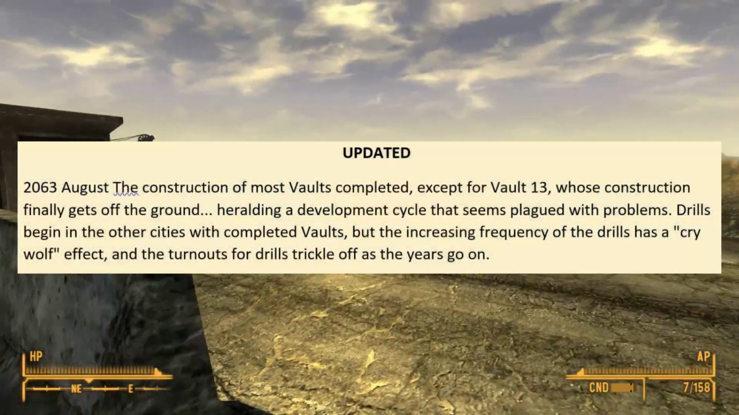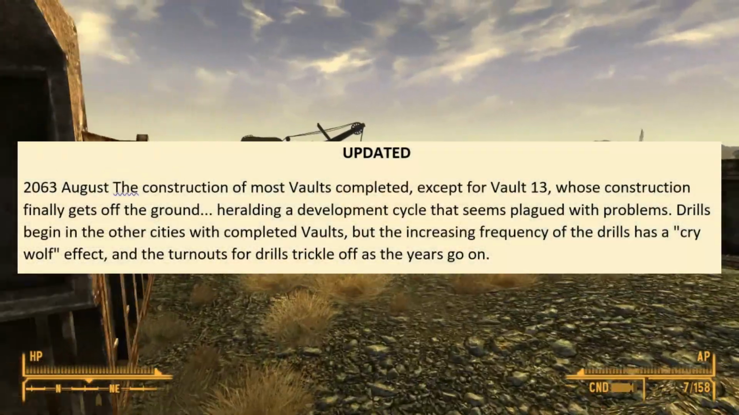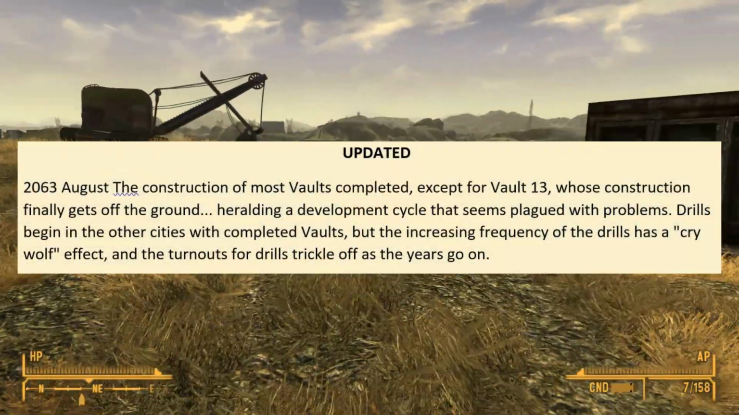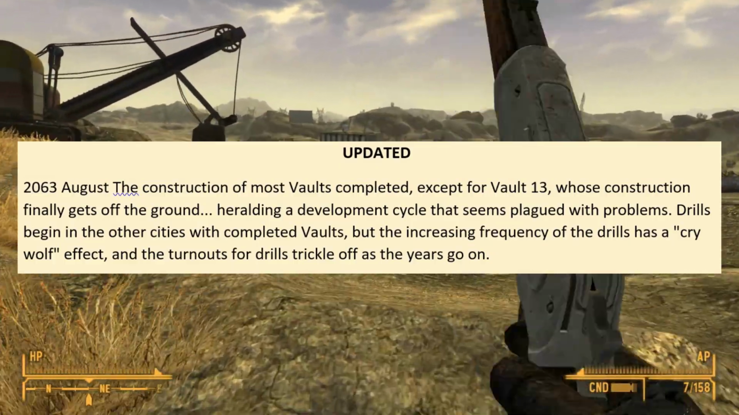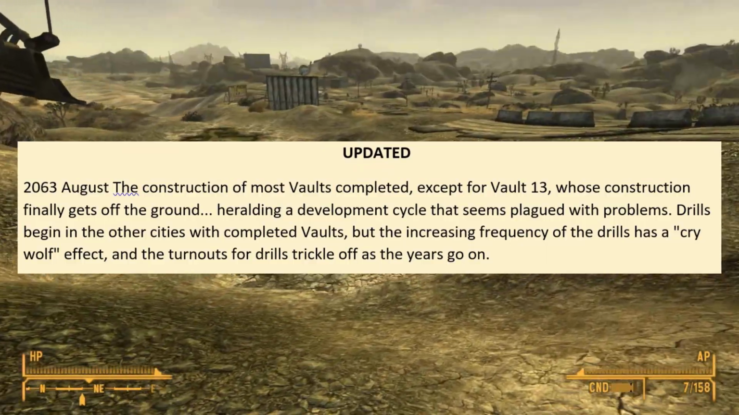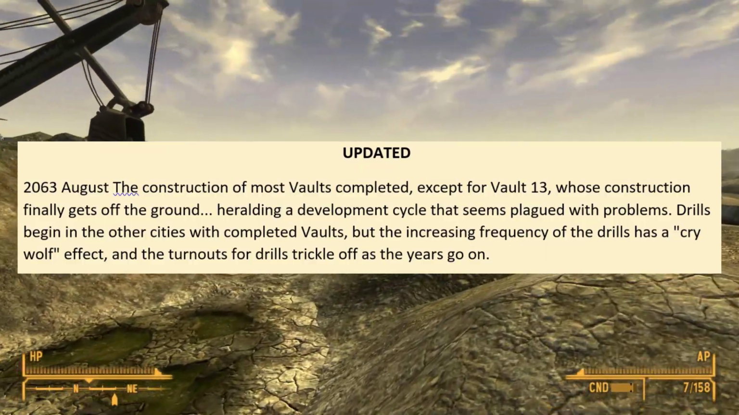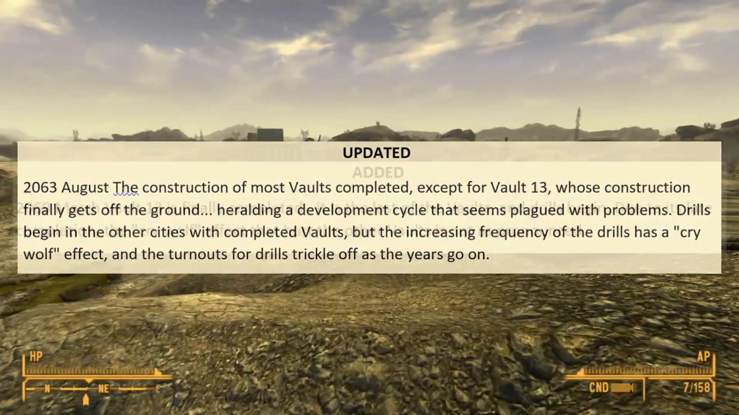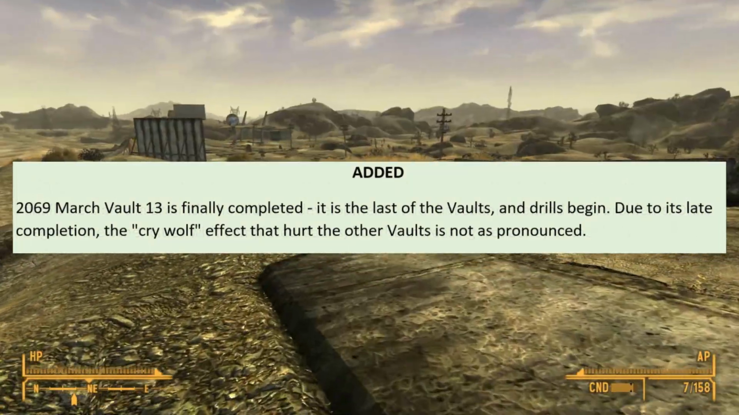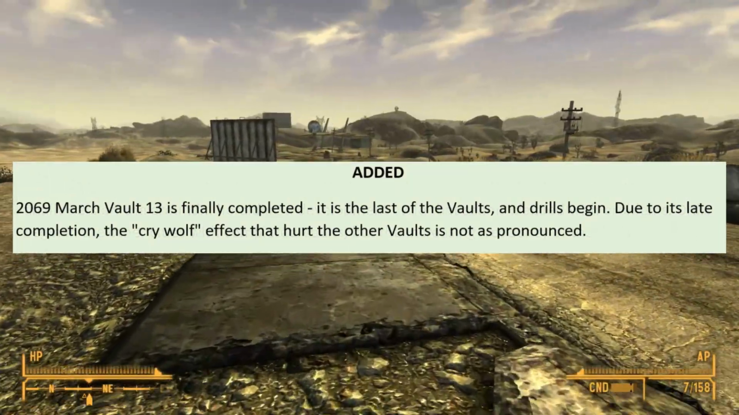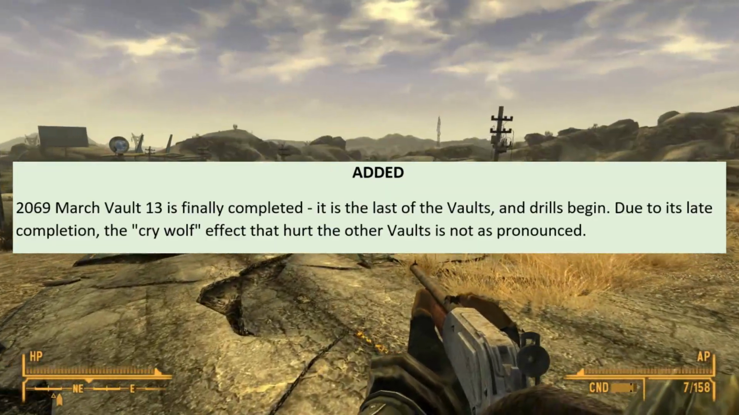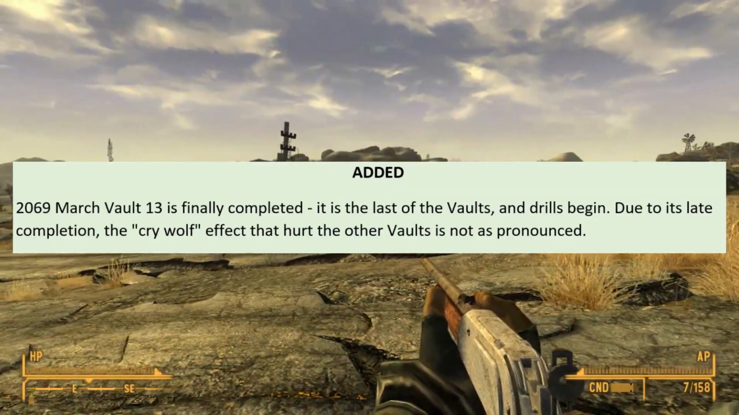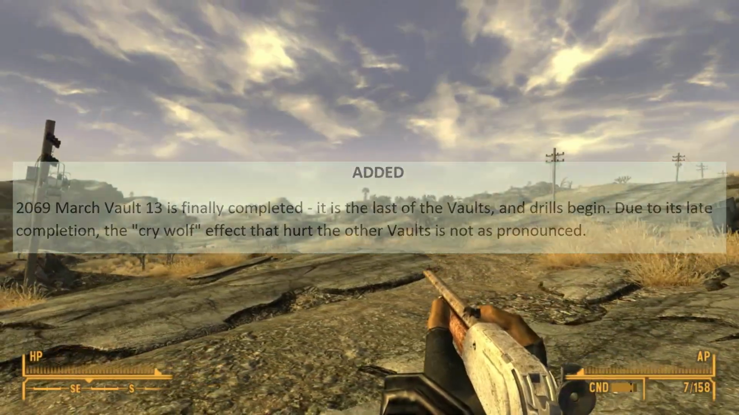In 2063, a portion specifically about Vault 13 was added, reading, the construction of most vaults completed, except for Vault 13, whose construction finally gets off the ground, heralding a development cycle that seemed plagued with problems. 2069, Vault 13 is finally completed. It is the last of the vaults, and drills begin. Due to its late completion, the cry wolf effect that hurt the other vaults is not as pronounced.